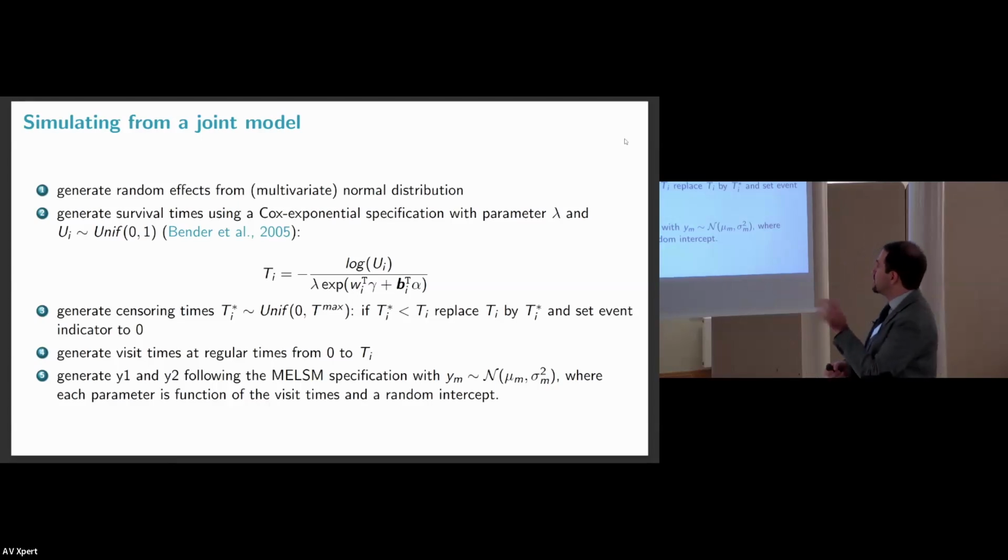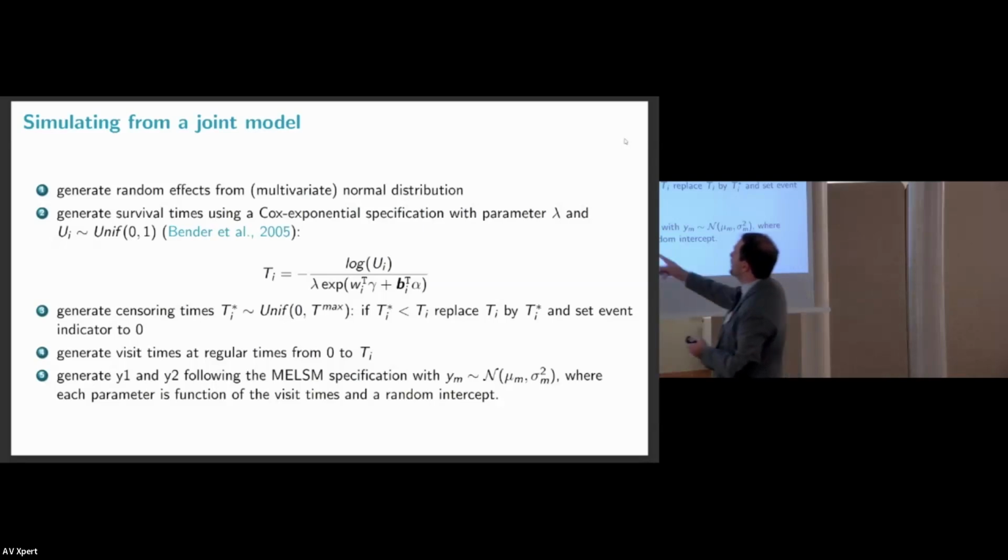I just want to briefly discuss how I did it, just to make sure that everyone is on the same page. Essentially, I first generated some random effects from a multivariate normal distribution. At the moment, I have 4 random effects, 1 random intercept for each of the submodels: mu 1, sigma 1, mu 2, sigma 2. Then I generate the survival times using a Cox exponential specification, but in my function I can also use a Cox-Gompertz specification. And then I use the probability integral transform, so I use this u i from a uniform distribution, and these are my times to event.